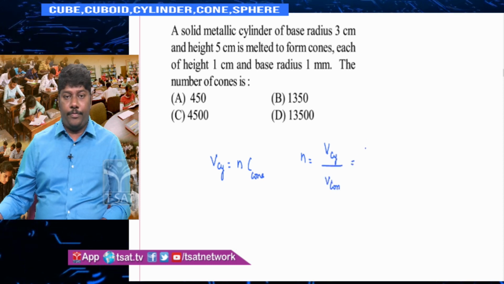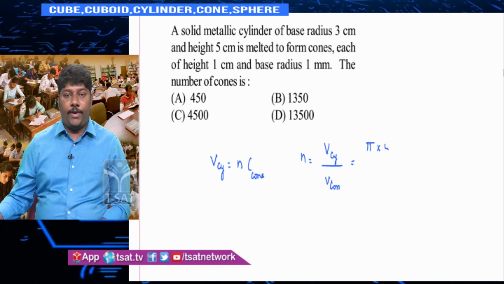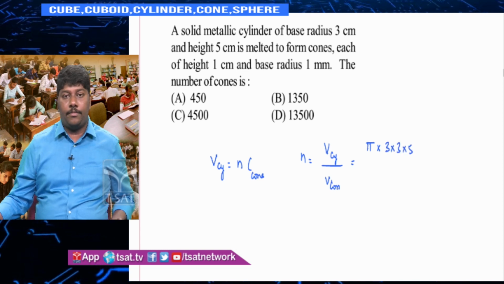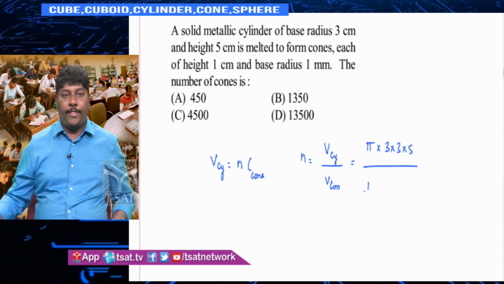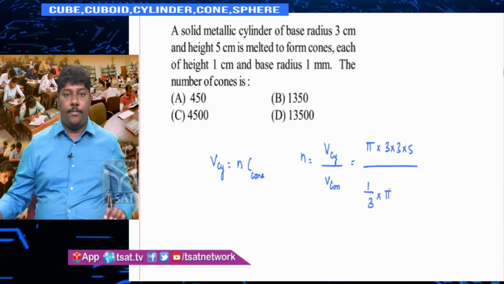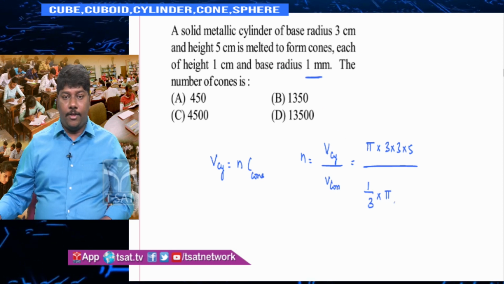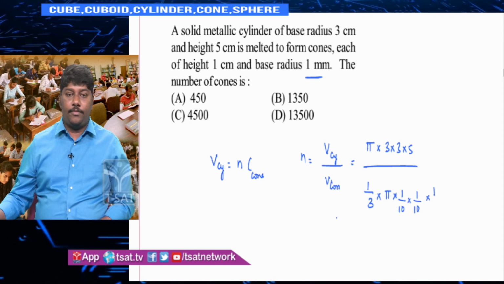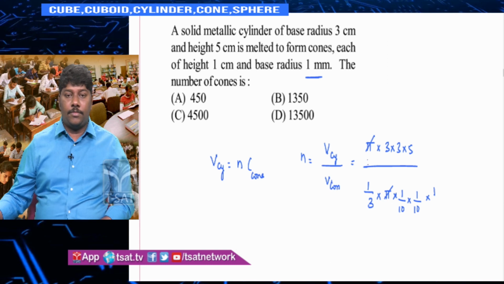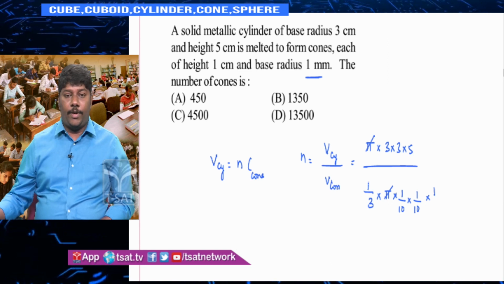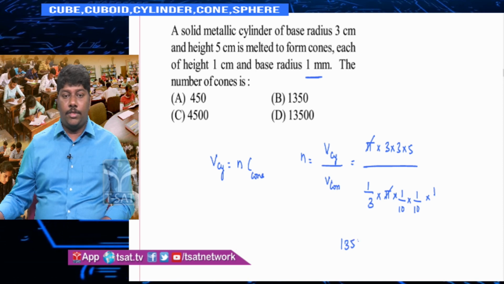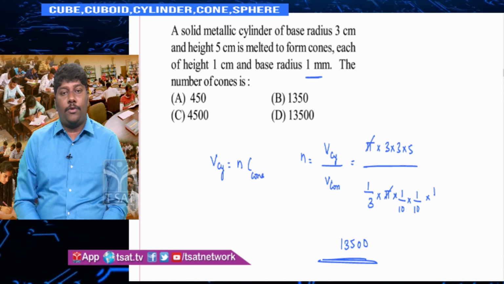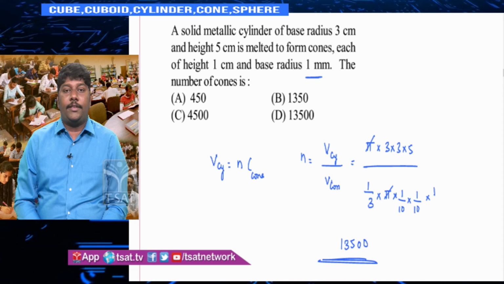Volume of the cylinder is pi r square h, where r is 3 and h is 5, so 3 into 3 into 5. The cone's volume is 1/3 of pi r square h. 1 mm means 1/10 of a centimeter, therefore 1/10, 1/10. Height is 1 centimeter. So pi cancels. This 3 goes up. 27 into 5 is 135, and the 2 zeros we take as they are. So you are going to get 13,500 smaller cones by melting one big cylinder whose radius is 3 centimeters and height is 5 centimeters.